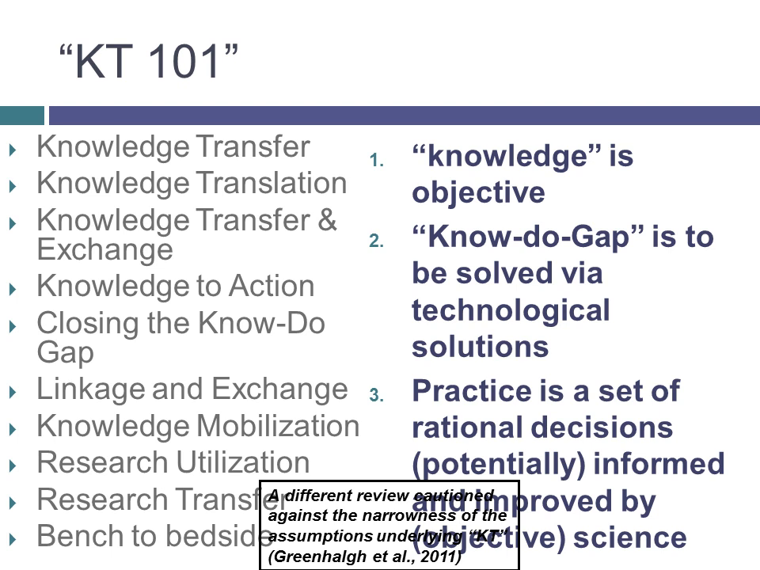But another barrier is that given the prevalence of partner violence, so for example, 1 in 4 women in her lifetime might experience violence, that many staff are experiencing violence and they haven't actually dealt with their own issues. So that's another barrier. So the idea that we have these evidence-based guidelines, let's implement them, and it's as easy as that, is often not the case. And so for number three, here we are. Practice is a set of rational decisions, potentially informed and improved by objective science. So again, that may not be the case, and I've just given you an example.